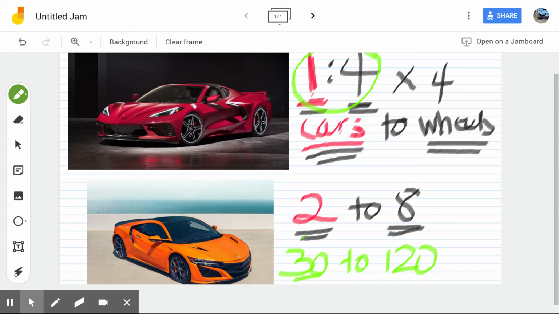All right, I saw some confusion with equivalent ratio, so I just wanted to address it in this video. I hope this example helps.